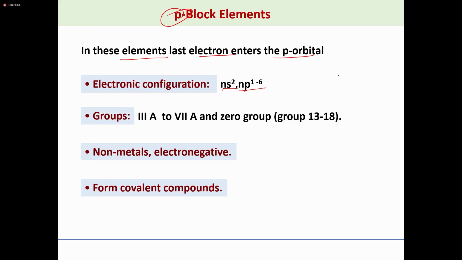How does this happen? We know that the s orbital can have a maximum of two electrons, and the p orbital can have 6 electrons. So suppose one element has 3 electrons. Then 2 electrons will be in the s orbital, and the last one electron will be in the p orbital. So the electronic configuration will be ns2 and np1.